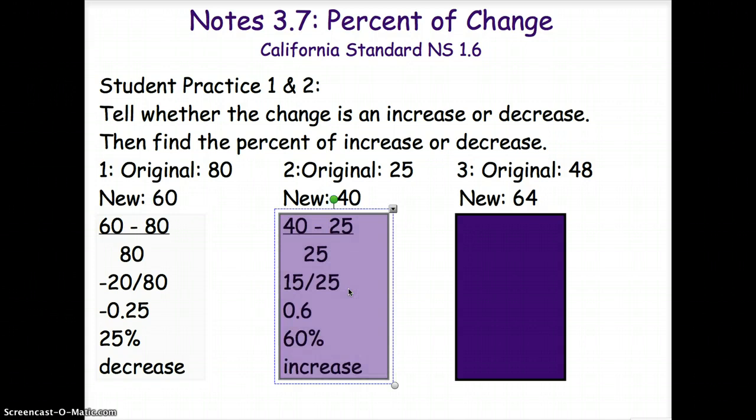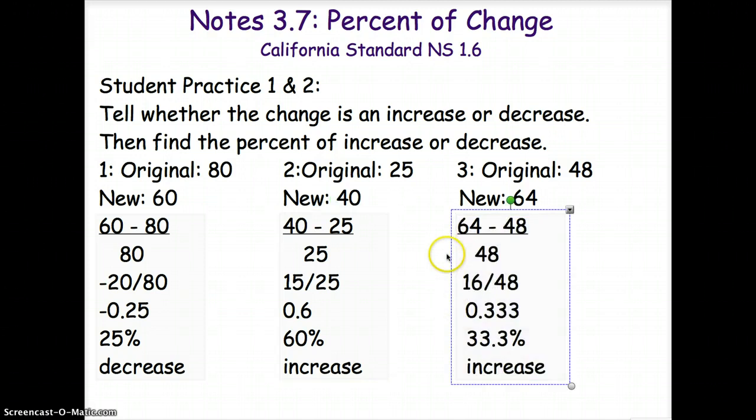Okay, same thing here. You're going to go ahead and subtract. This time you end up with a positive number. So right away you know it is going to be an increase. And then I can simplify my fraction or simply divide. It doesn't matter, whichever you prefer. And end up with 6/10, which when I move my decimal 2 places to the right, I'm going to end up with 60% increase.